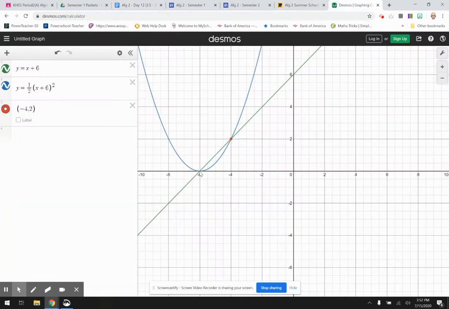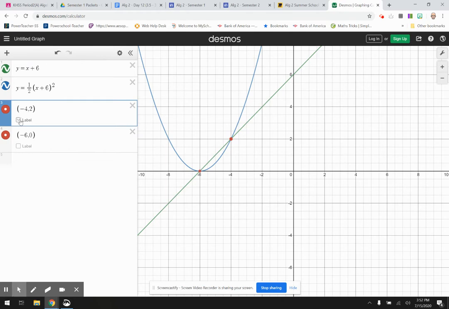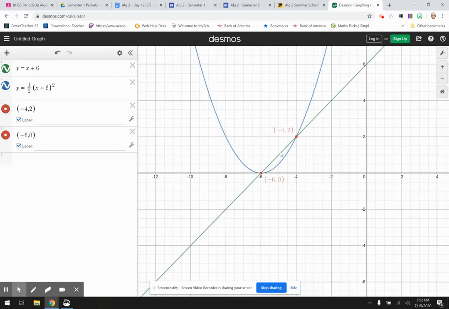The second answer is -6, 0 down here at the bottom. So -6, 0. That one we also want red. And we could also label them so that we actually see the answers on the graph. Okay, so there's your solution to number 1.